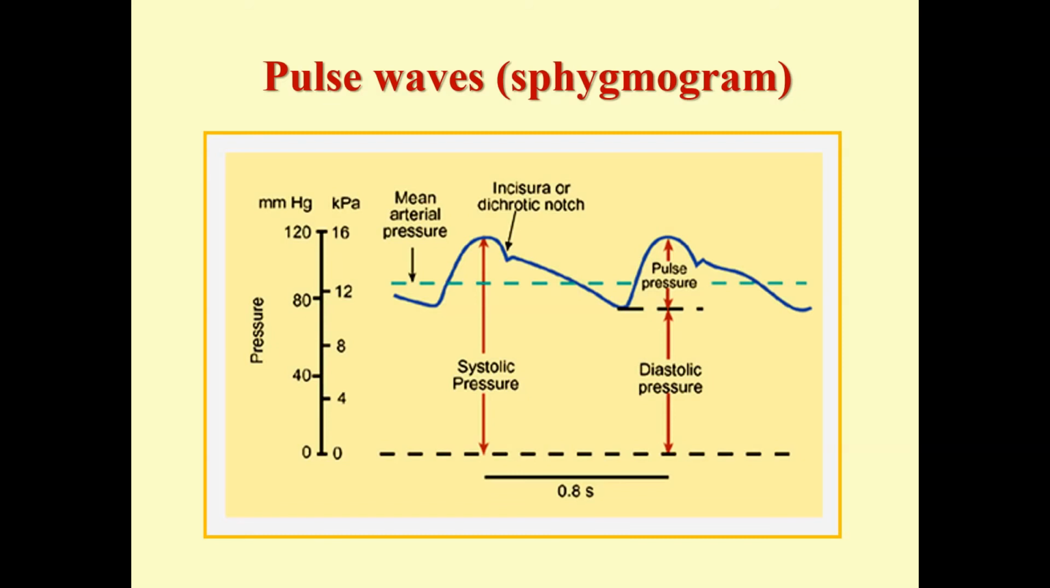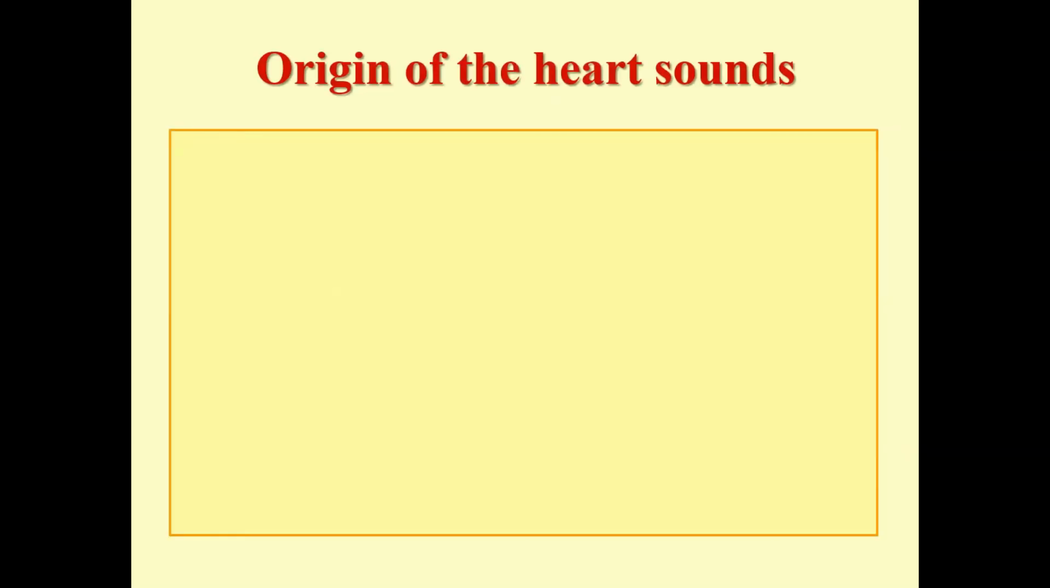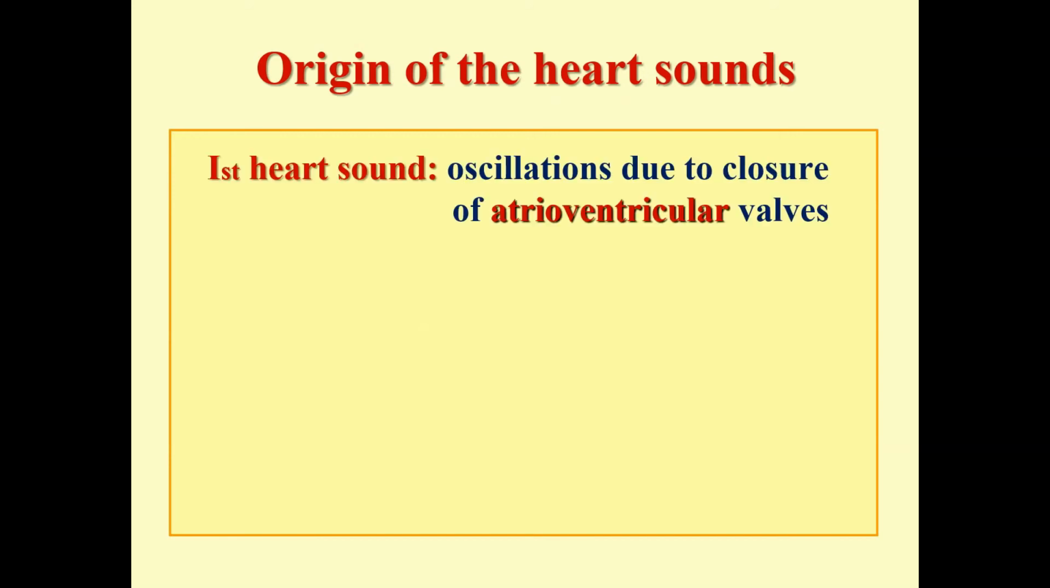So this is a dicrotic notch. And now we come to the heart sounds. Let's consider. Classically, there are 4 heart sounds, but in most cases we have just 2. And the third and fourth may appear mainly in children or younger people.